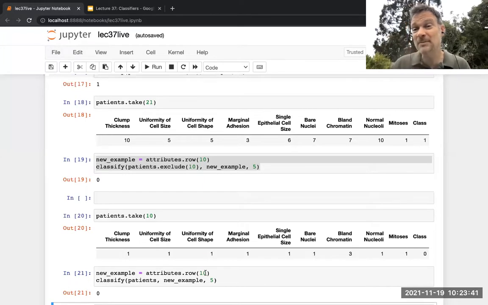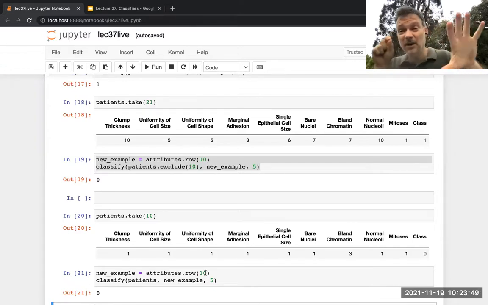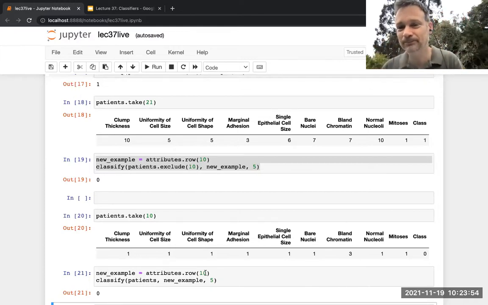So what I'm doing is I'm picking out one of the patients from that data set and say, let's pretend they're the one who showed up today and everyone else are the historical data who came before. Does that make sense? So if I didn't exclude, I would be cheating.